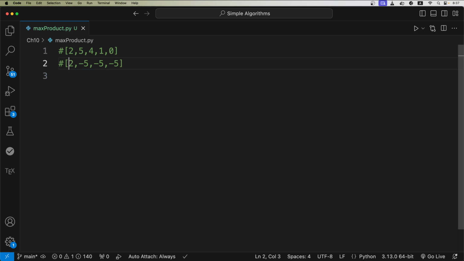The actual optimum product here would be 2 times negative 5 times negative 5. That would make 25 times 2, which would be 50, right? Because there's 2 negatives, it ends up giving us a positive value. So we can't apply the exact same process, but we can do something pretty clever with it.